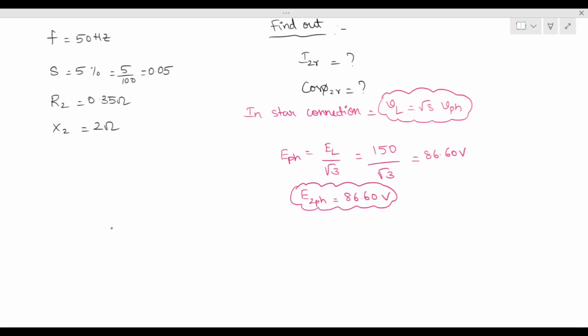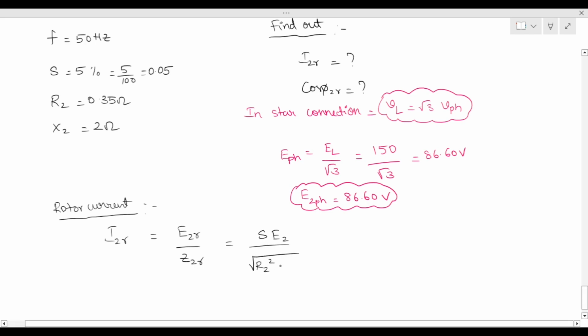Now our target is to find I2R. What is the formula of I2R? It is nothing but E2R by Z2R, the rotor current. So I2R is equal to E2R by Z2R. What is the formula for E2R? S into E2, which we already derived. And Z2R is the square root of R2 square plus (S X2) whole square.